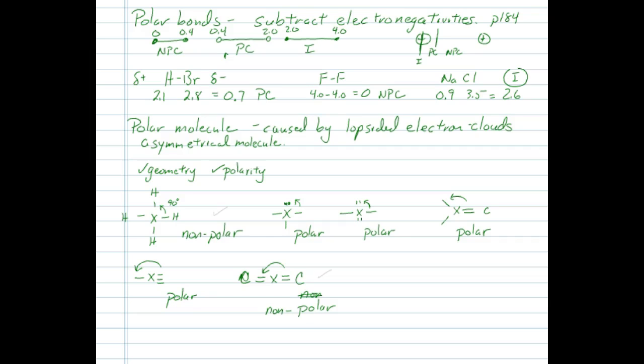So pretty much it has to be a tetrahedral with all of the atoms the same, or two double bonds with the same element on both sides to become non-polar. Pretty much everything else is polar. That ends this little lesson on polarity.